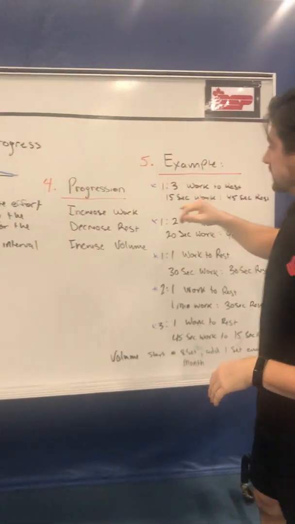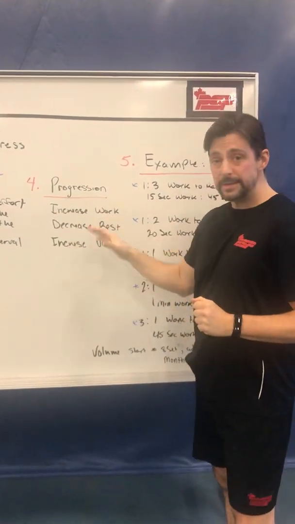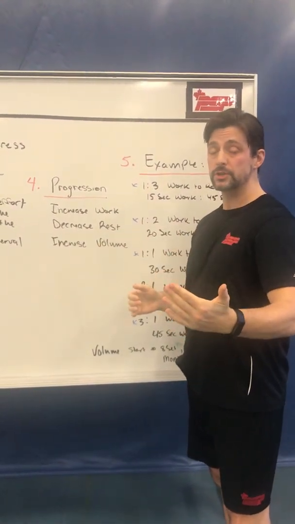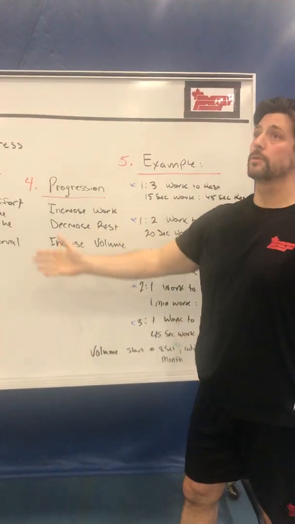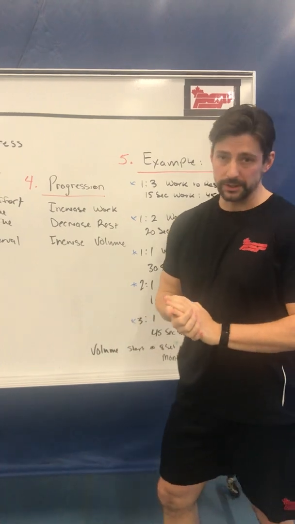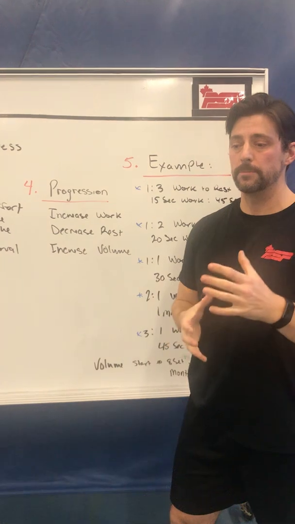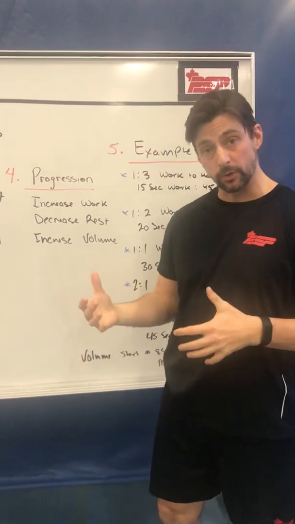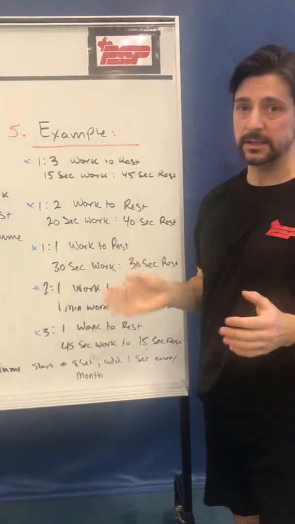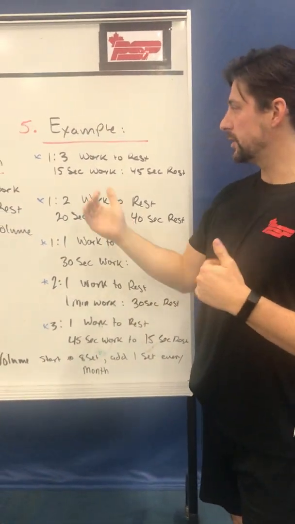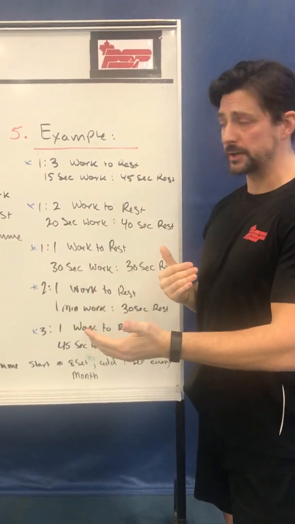Now, here's how to progress the program. Basically, it's increasing work duration or decreasing rest. And then over the grand scheme of things, slowly increasing total volume. One way we can do that is to modulate the rest work interval. So if we look over to my final point here, this is a basic example of how you would modulate work rest interval, increase work duration, decrease rest duration.